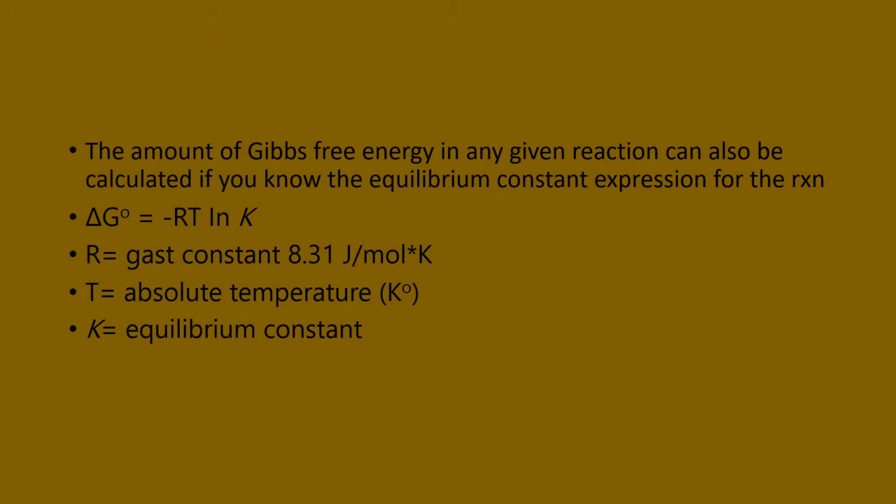Okay, so the amount of Gibbs free energy in any given reaction can also be calculated if you know the equilibrium constant expression for the reaction. So if delta G is going to equal R times temperature, again, temperature is done in Kelvin, and inverse K, whereas R is the gas constant, 8.31, and K is the equilibrium constant.